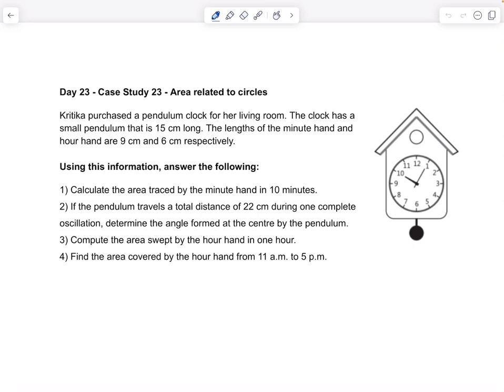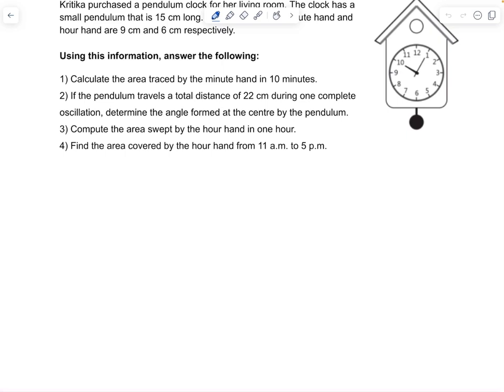Question 1. Calculate the area traced by the minute hand in 10 minutes. Because the question says 10 minutes, if we divide the clock for every 10 minutes, then we get 6 equal sectors. So the angle subtended is equal to 360 upon 6, which is 60 degree.